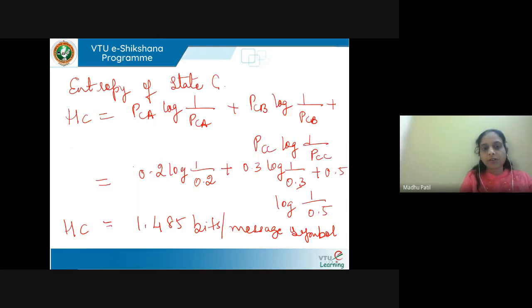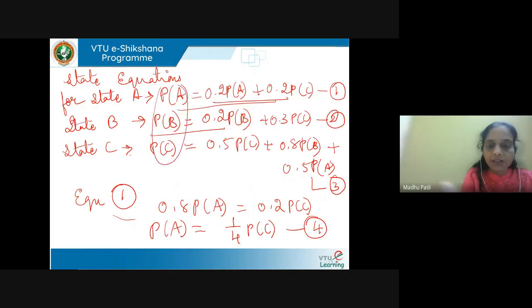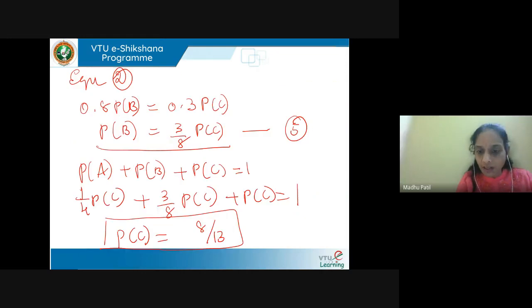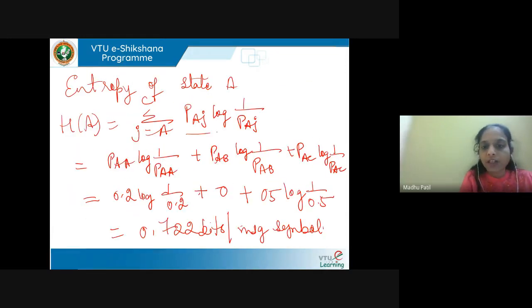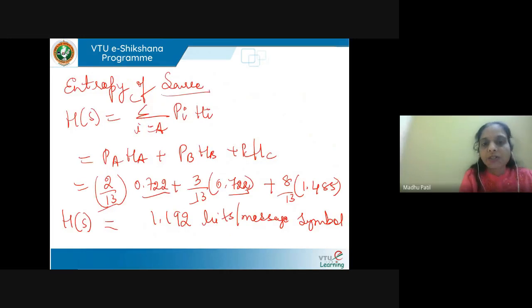So for the given state diagram, first I write the state diagram, then I write the state equations for each state by making use of the inward arrows that go to each state. Next, using the relations from the equations, I find the probability of each state. After finding the probability of each state, I find the entropy of each state by using the probabilities. Then I find the entropy of the entire source, which is the probability of each state times the entropy of each state.